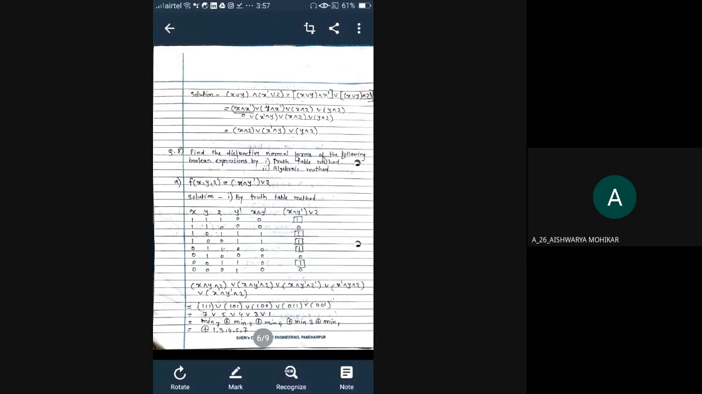Have you understood this example? Yes, ma'am. Okay. Now we have to solve similar kinds of examples.